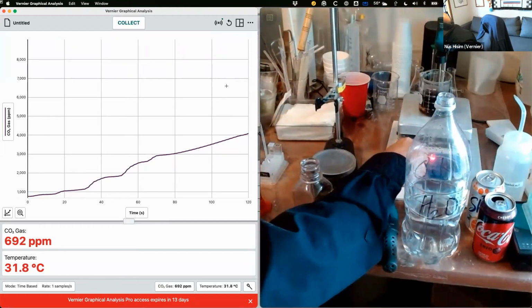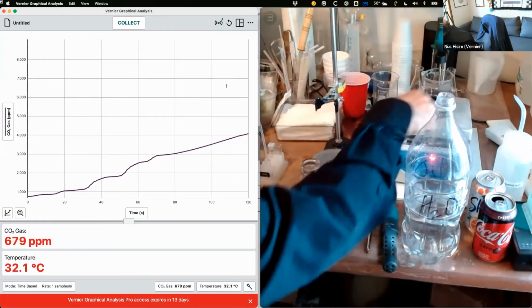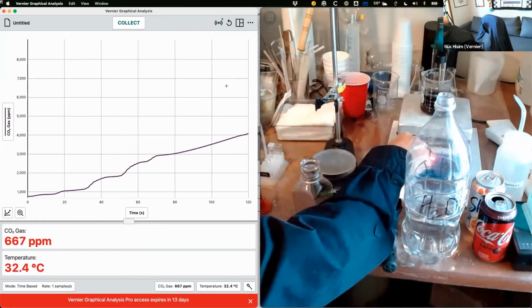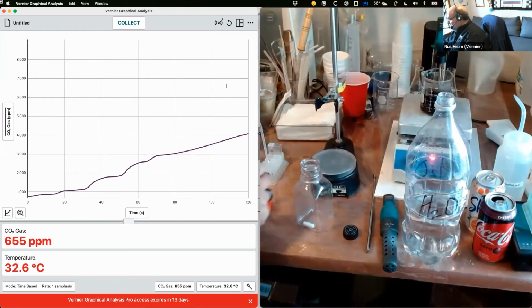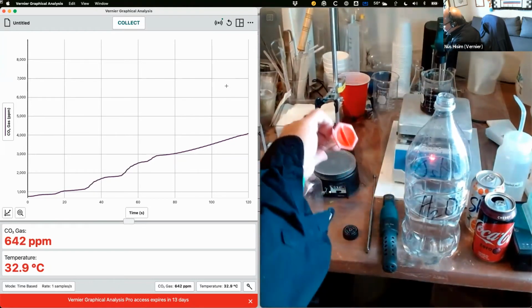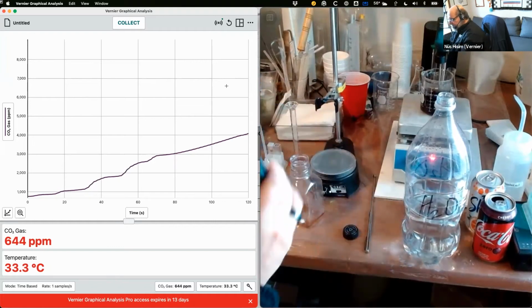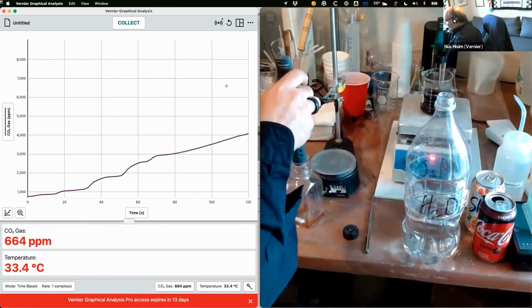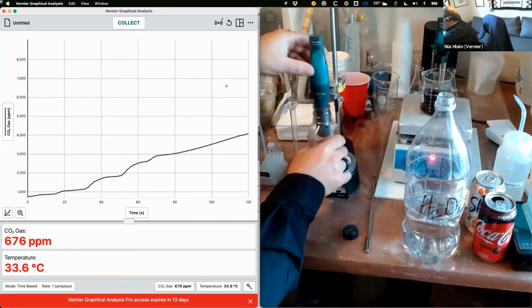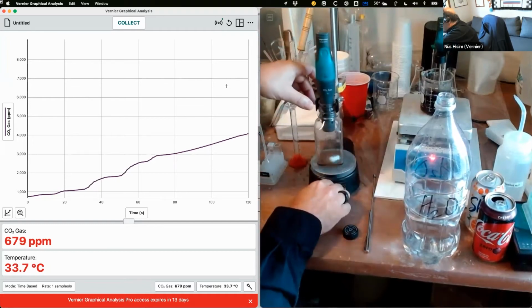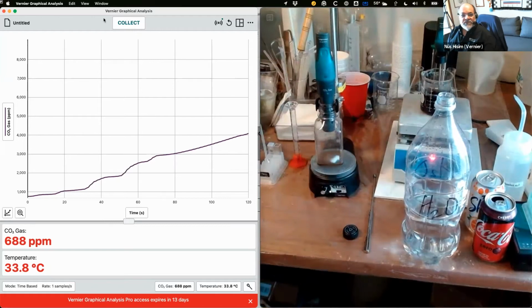By the way, you may notice I'm agitating this a little bit too. If you don't have a stir plate, you could certainly have your students stir it manually. But I do find that the results come out closer to the typical solubility curve, which is what we want our students to see, something like that. So all right, let's do this last run.